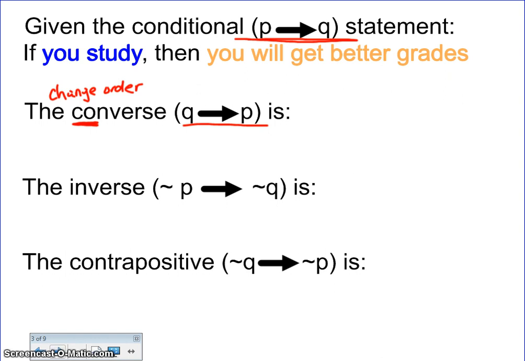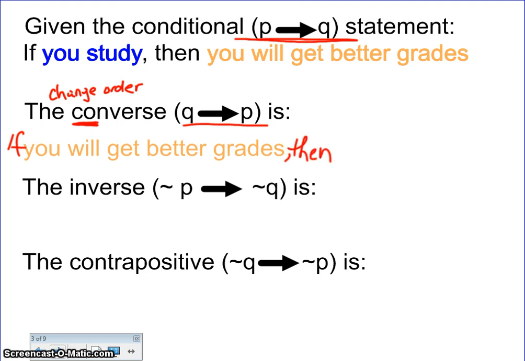So instead of saying if you study then you'll get better grades, you say if you got better grades, then you studied. And don't get caught up on the English in this. We can go through and change tenses and all that kind of stuff. So you just flip the order. So if you get better grades, then you studied. All right? So that's what a converse is. It's where you take the hypothesis and you put it in the place of the conclusion, and you put the conclusion in the place of the hypothesis.